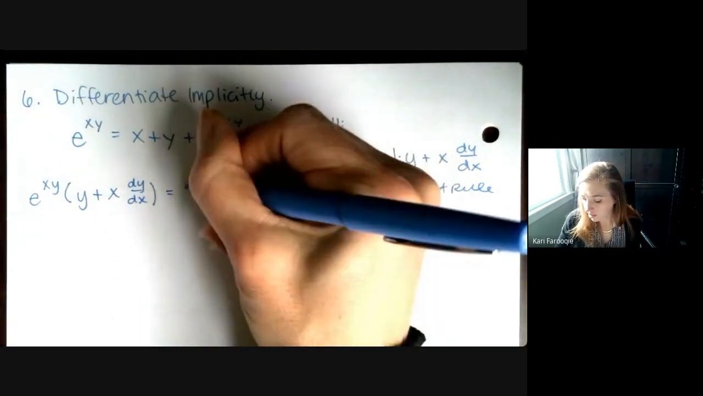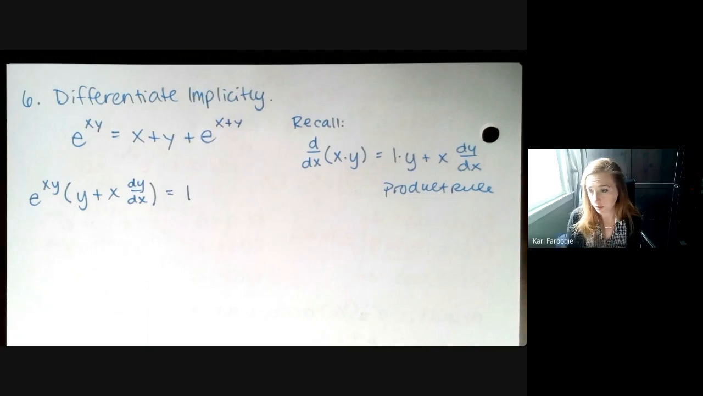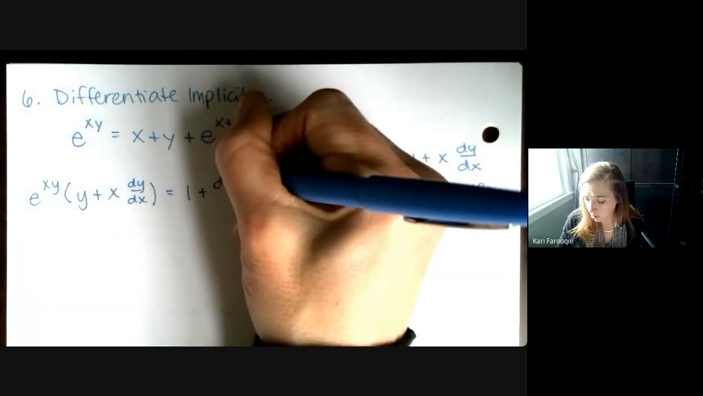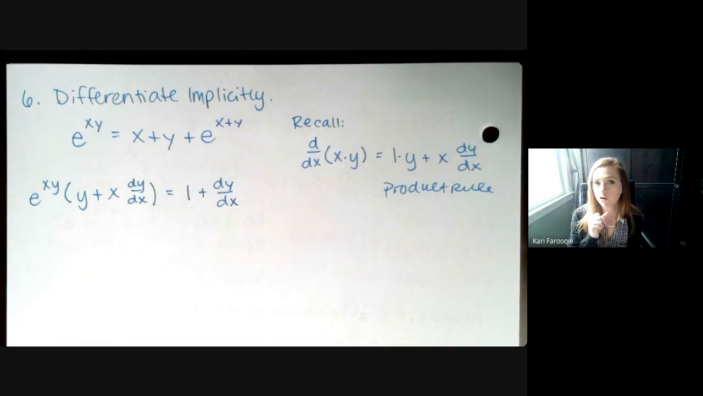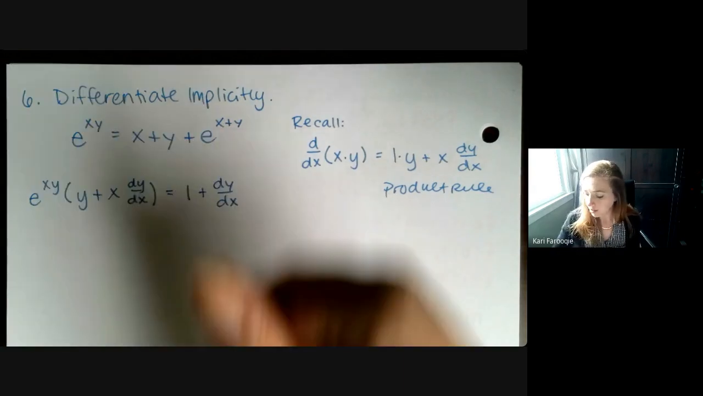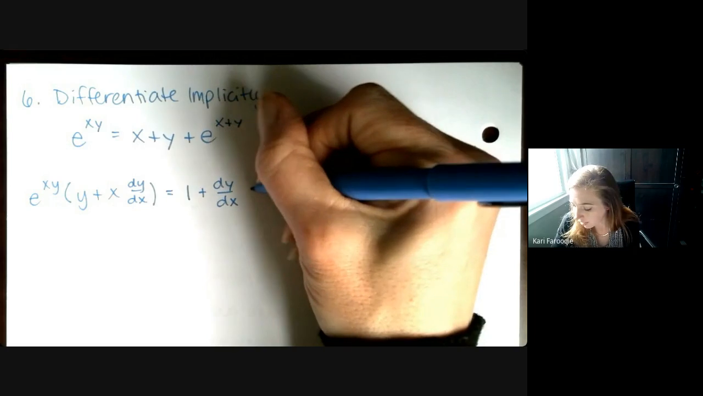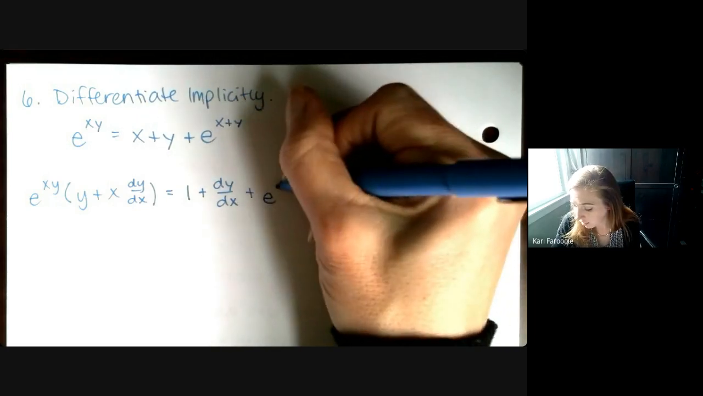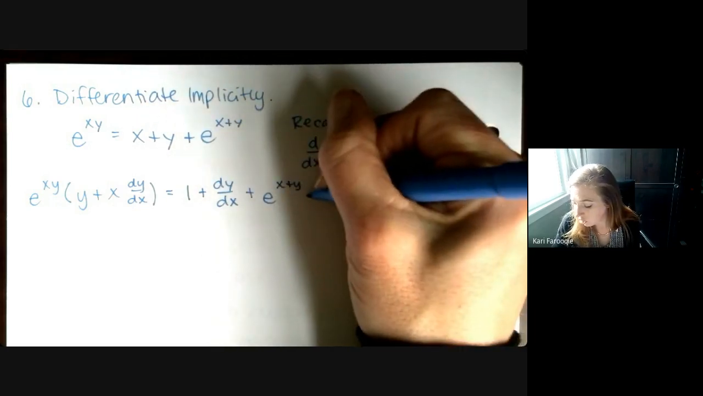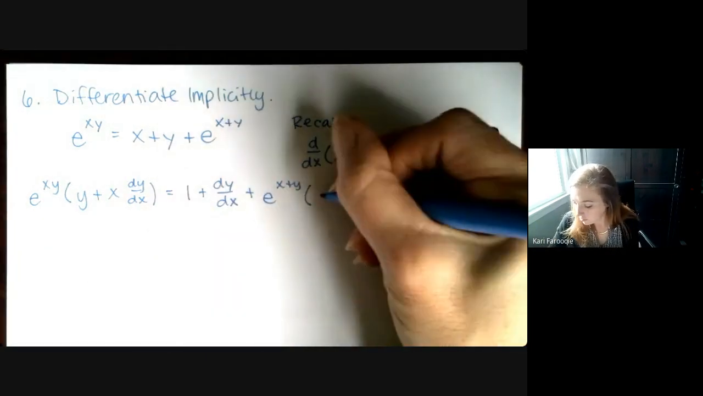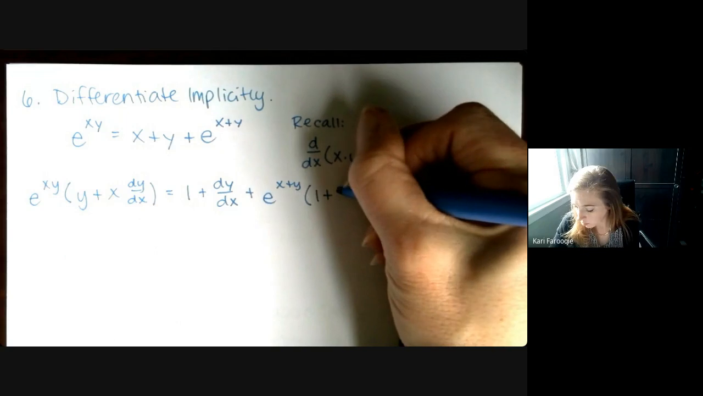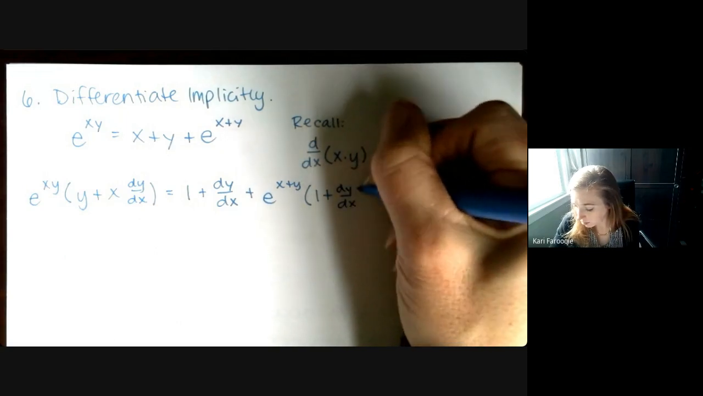Now, on the right-hand side, the derivative of x is 1. The derivative of y is 1 dy dx. You always chain on dy dx when we're differentiating y with respect to x. And then for e to the x plus y, I'm again going to leave it as is, and I'm going to chain on the derivative of the inside function. So the derivative of the inside function is 1 plus dy dx.